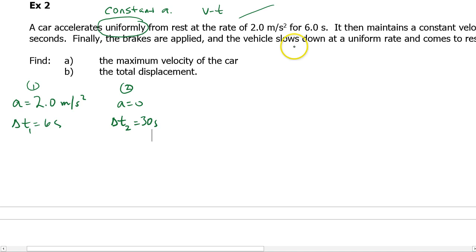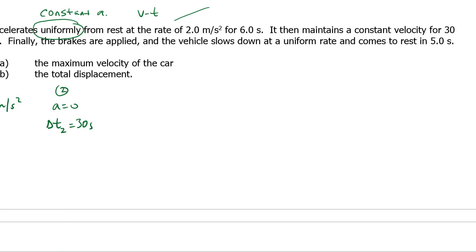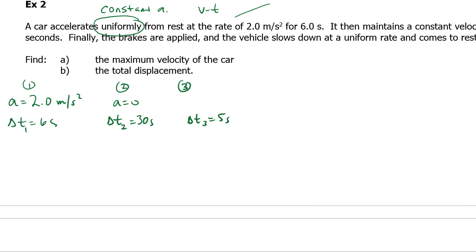Finally, the brakes are applied and the vehicle slows down. So this is part number 3. The vehicle slows down at a uniform rate and comes to rest in 5 seconds. So this one, delta T3 equals 5 seconds. Alright, so let's see if we can sketch. We won't have all the numbers, but let's see if we can sketch some type of a VT graph here.